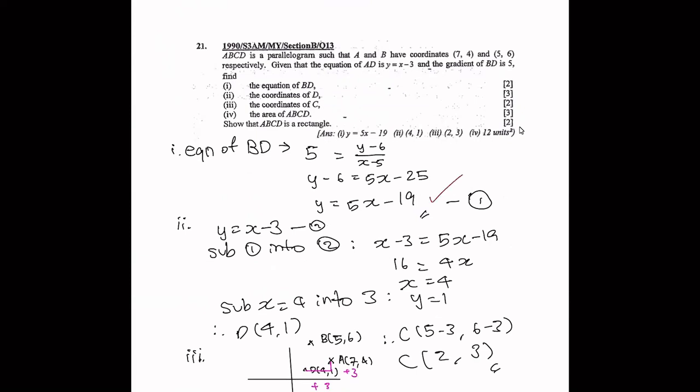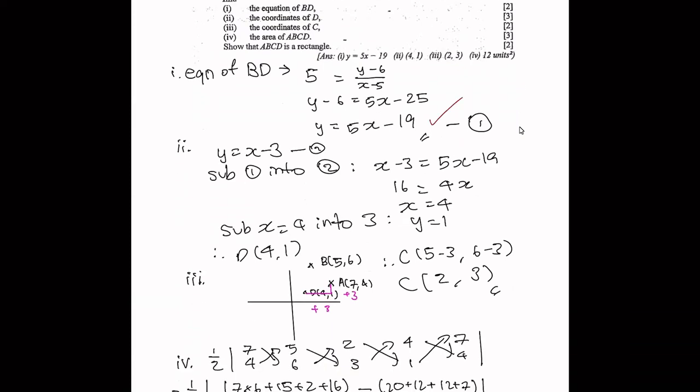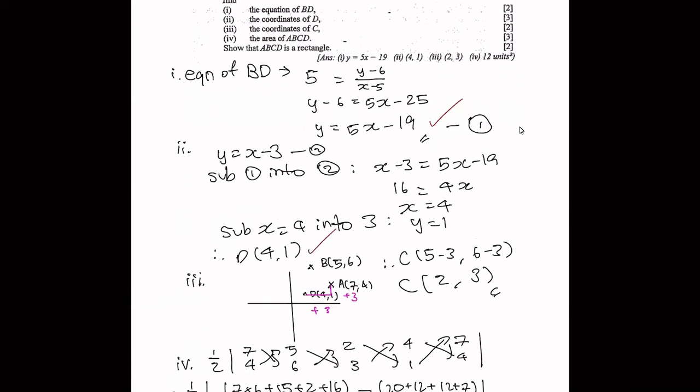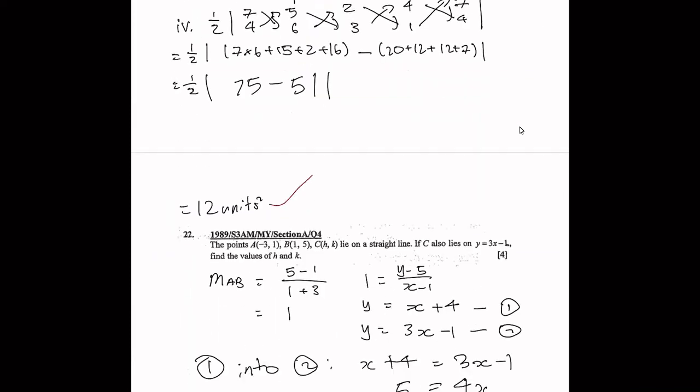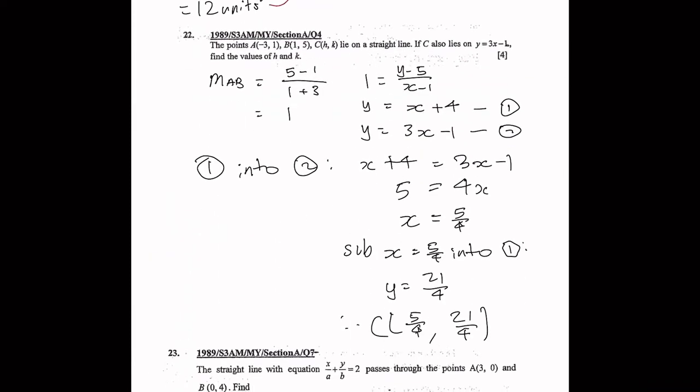5x minus 9. Okay, 19. 4, 1, 2, 3, and 12. Okay, good. How about 22? Is there no solution given?